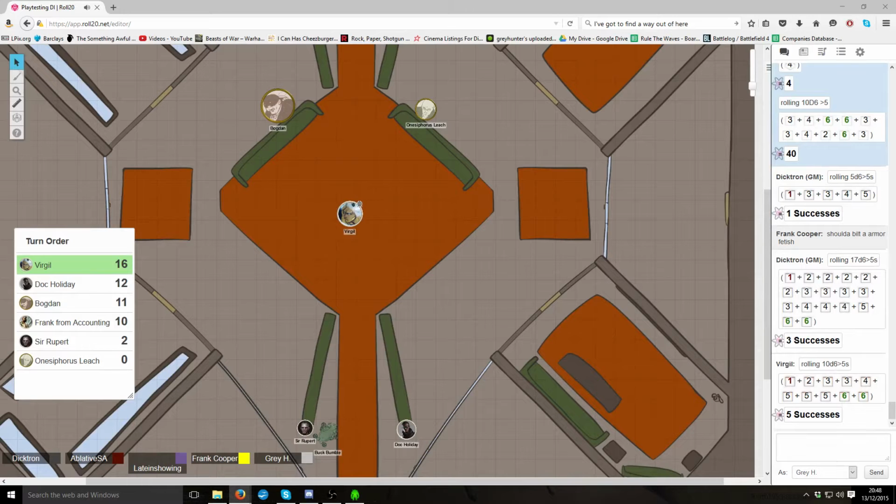Well, 5 successes. Alright, so he has to react to that, because that is a physical spell. He's at minus 2 right now, so. You realize I can't cure that sort of damage.